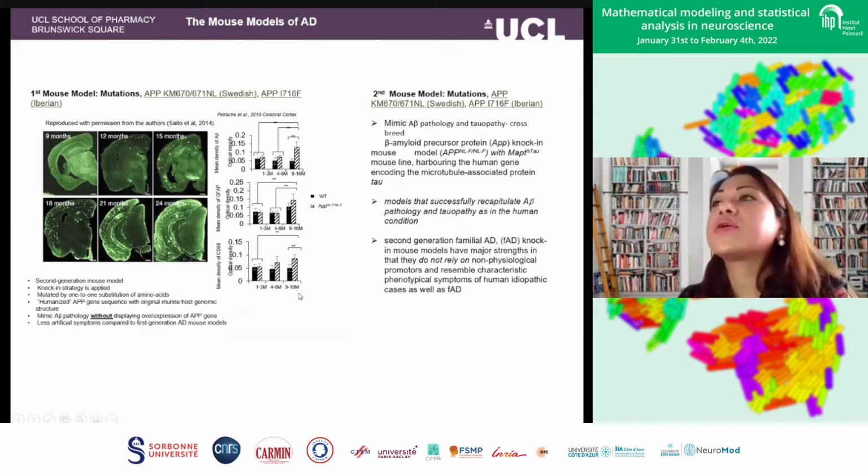And another reason was that there are some really fantastic preclinical mouse models of Alzheimer's disease around the time I switched to the field, which was around about 6 years ago.